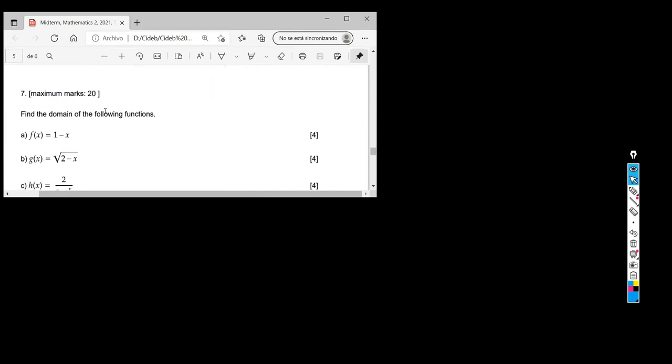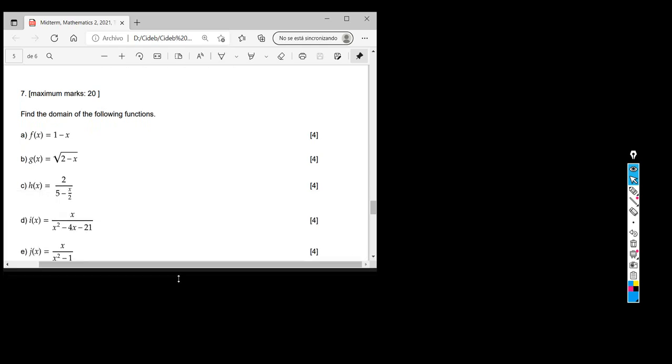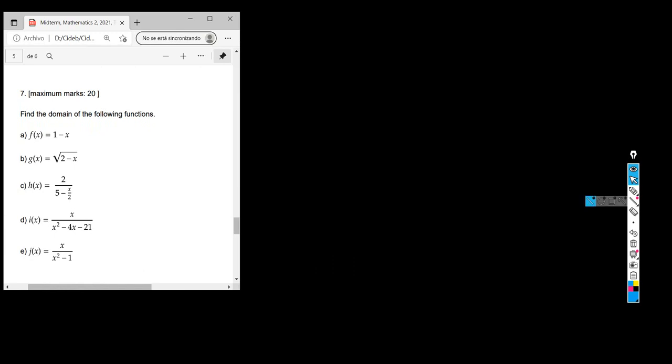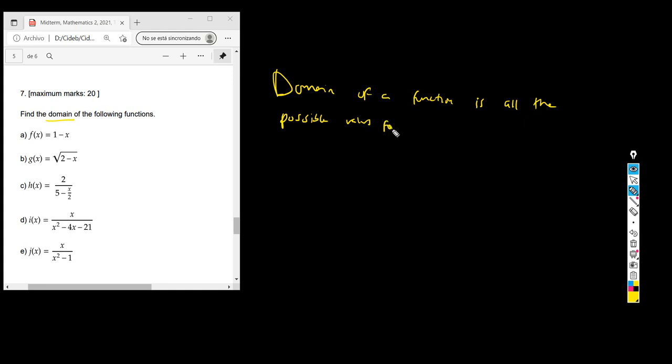Find the domain of the following functions. Okay, so what is the domain? Remember, guys, the domain of a function is all the possible values for the input that we can give to such function.